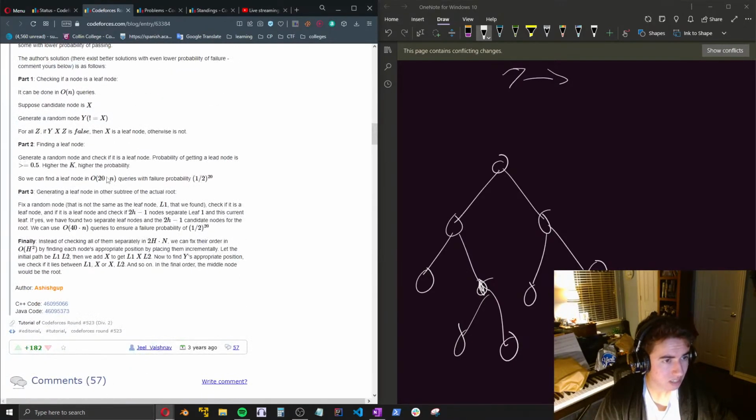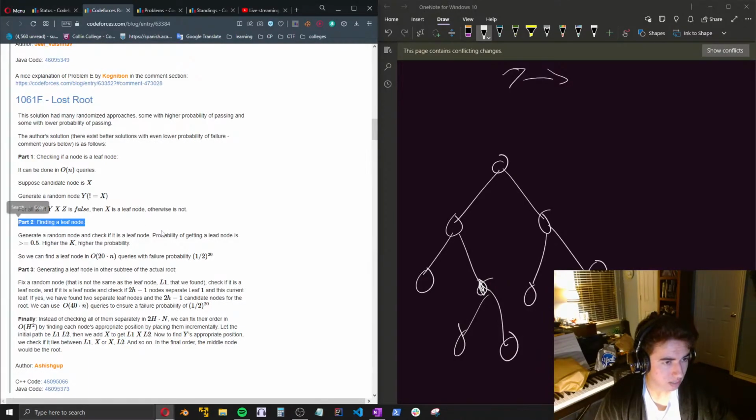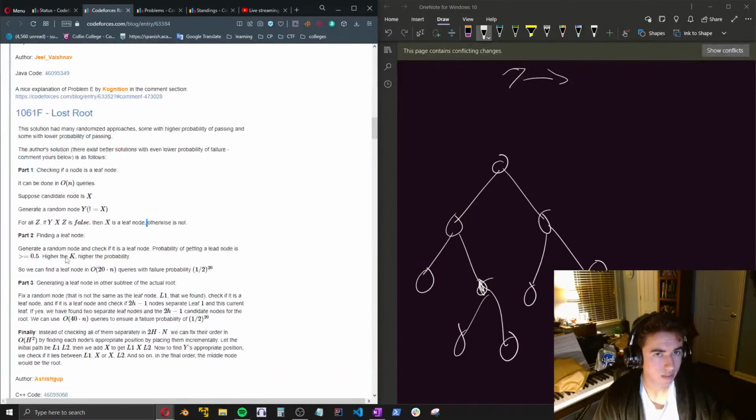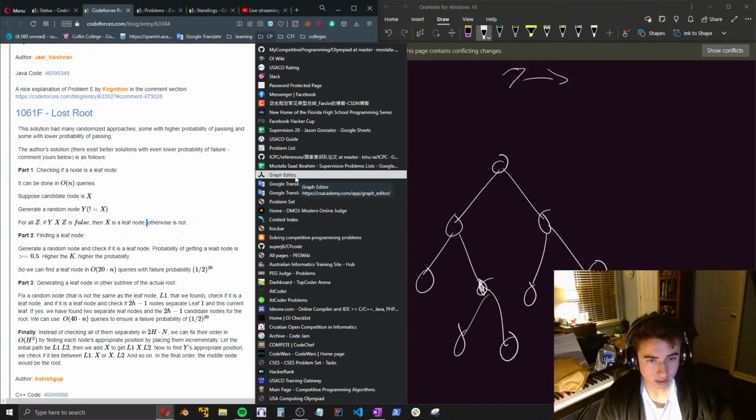Lost Root, is it a randomized algorithm? It is. Yeah, I've seen this. I've seen a problem like this before. It was on APIO something. And then it was also on, when I was looking for the solution, I saw it was also from, what's it called? Do I have it saved? Not this. CS Academy. That.